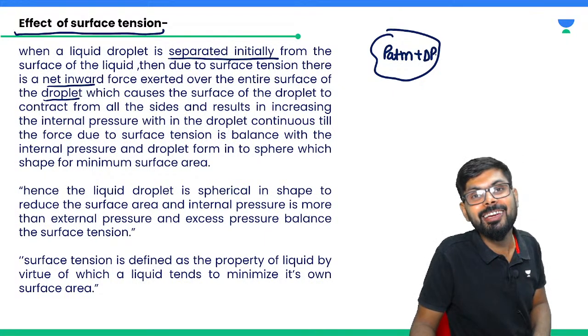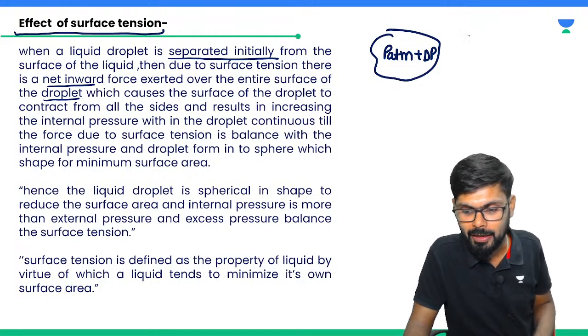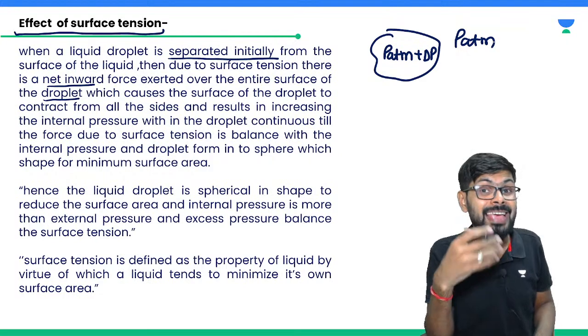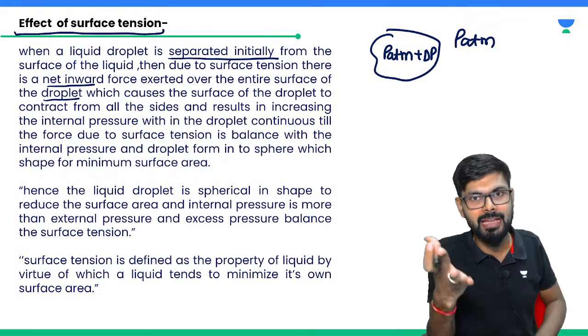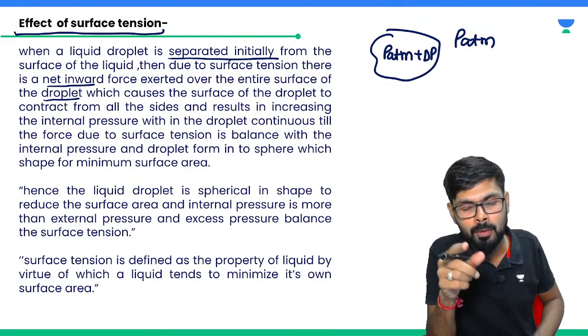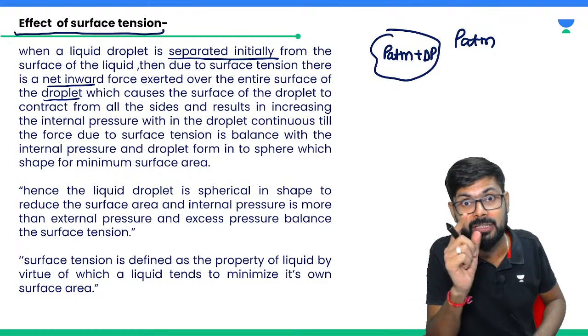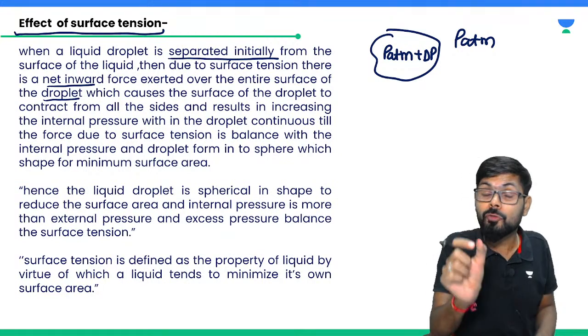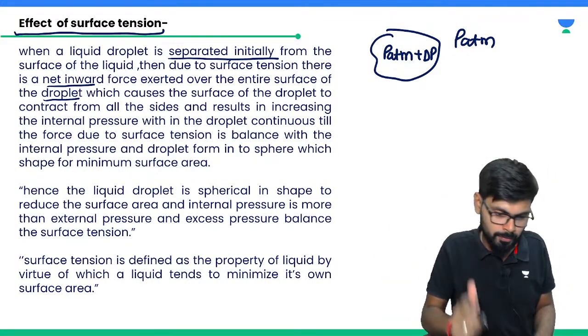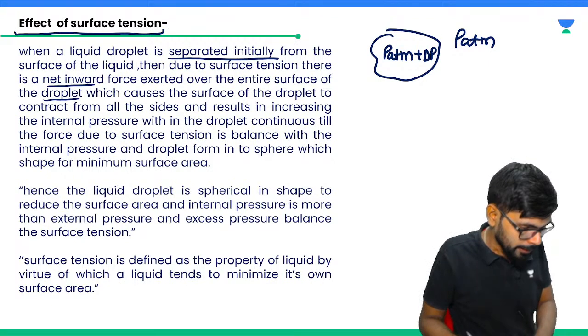So we need to find out what this delta P is. Outside pressure is PATM. Inside pressure is somewhat more. So this extra pressure, the excess pressure, we have to find out. We are not going to find out the total pressure inside the balloon or the droplet or the bubble. No, I am going to find out the excess pressure inside the balloon. Okay.